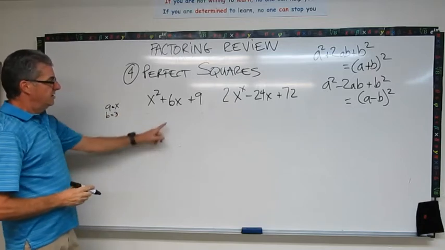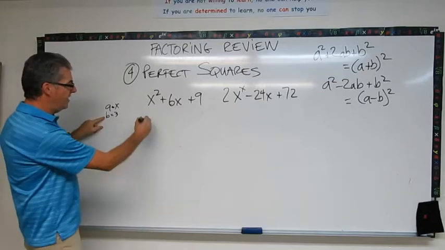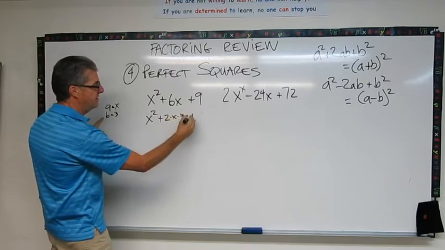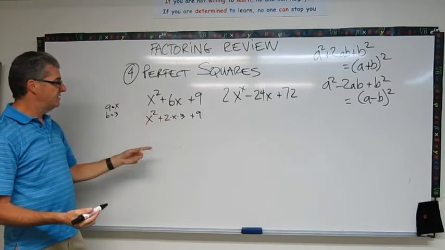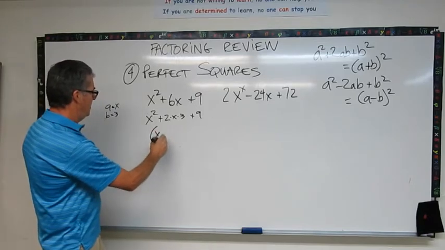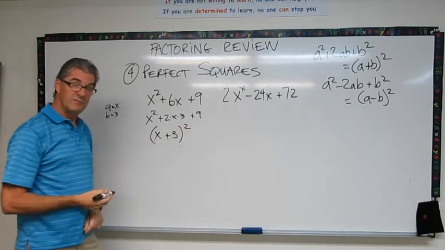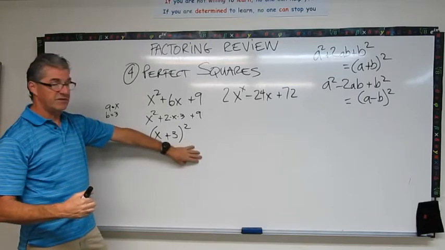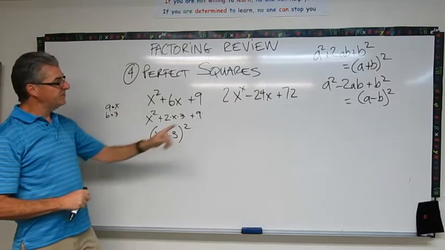So this term has to be 2 times a times b. So if I can rewrite 6x as 2 times x times 3, I'm in good shape. And guess what? 6x is 2x times 3. That's 6x. So now I can use my a and my b here and just do x plus 3 squared. Okay? Now, if you're not sure, you can always FOIL this. You can always do x plus 3 times x plus 3, track your terms, and you should wind up right back there.